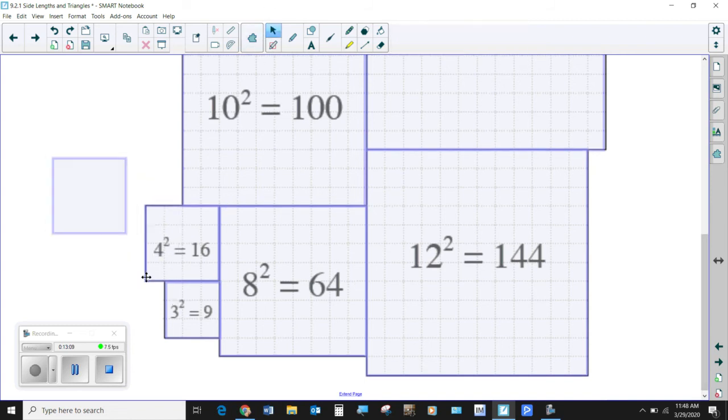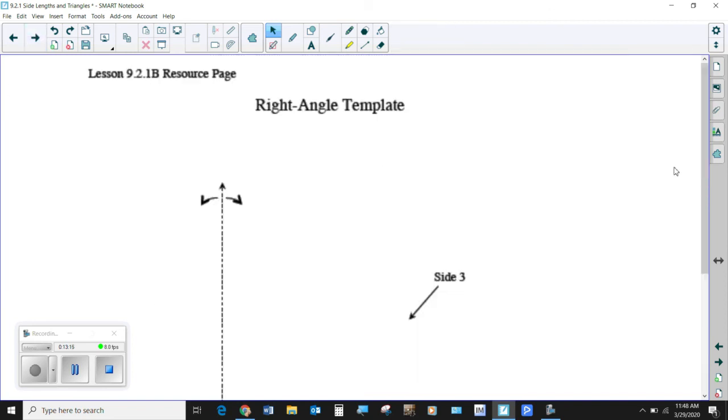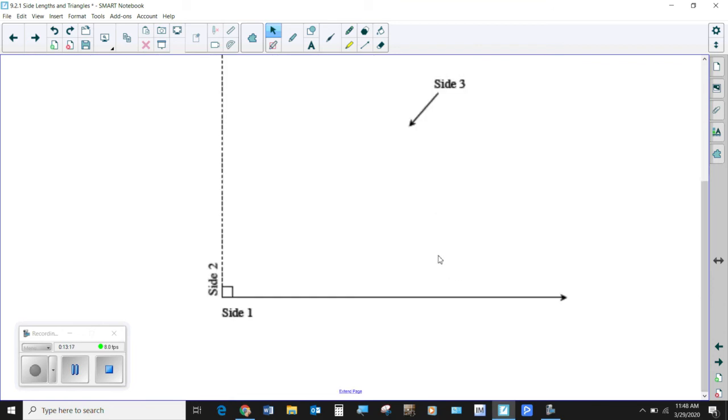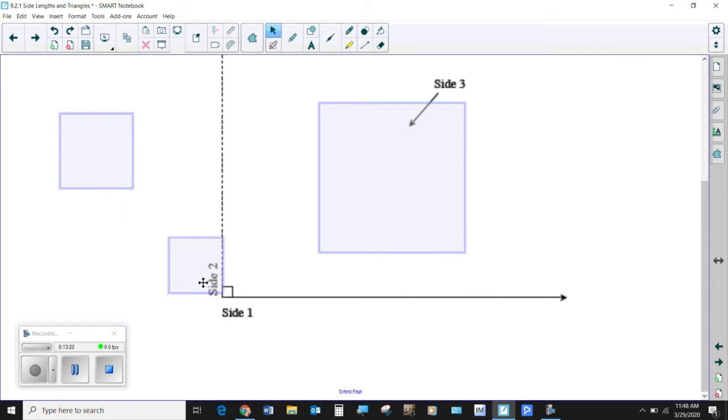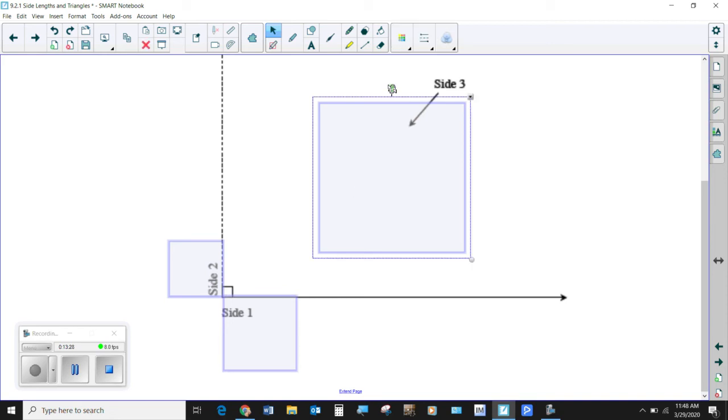So I'm going to take this guy, this guy, and that guy. Put them all together. Let's cut them out and take them over to here. Okay, the largest one always goes over here. Put the smaller one here and the medium-sized here. So that's the 3, that's the 4, this is the 8.